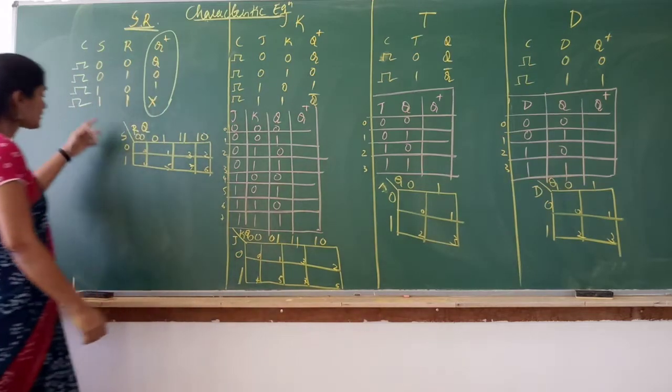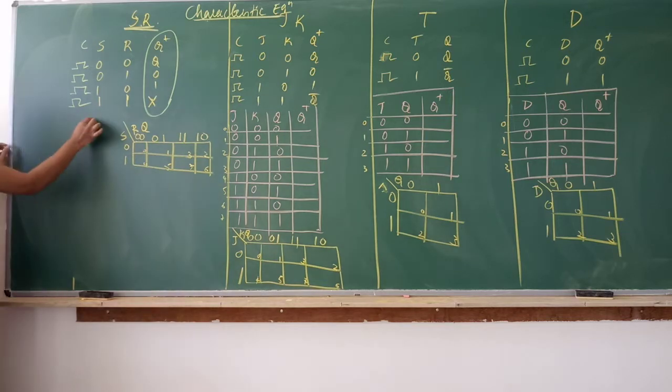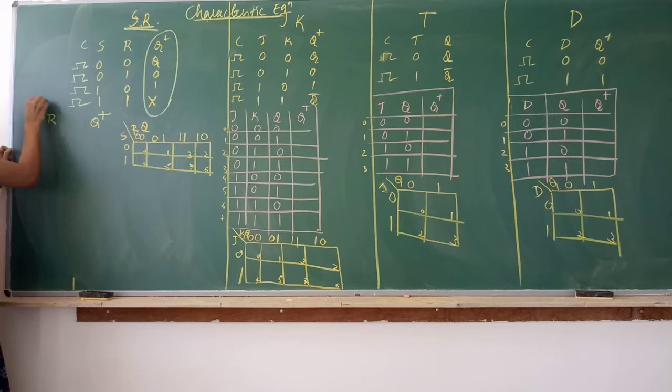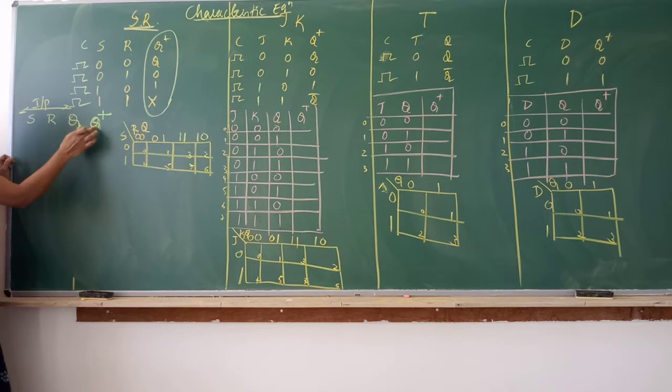Now, from this function table, I will construct one more table, which is called the next state table. Next state is Q plus. To get Q plus, what are the inputs? S, R. These are the inputs. Along with that, we have one more input. What is that? Very important. The previous state, that is Q. Correct? To write the next state table, I want to derive an equation for Q plus. For that, the inputs are S and R, and along with that, Q is another input.